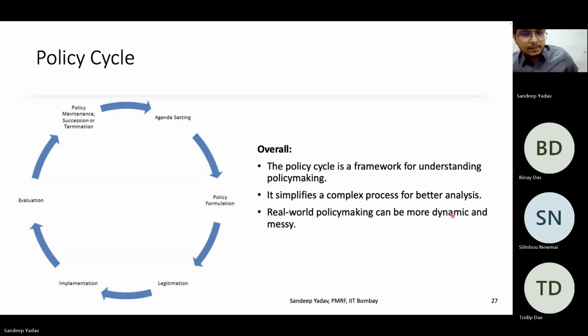Any doubts about the policy cycle? Sir, please. Yeah. Saying something about carbon trading. Yes.